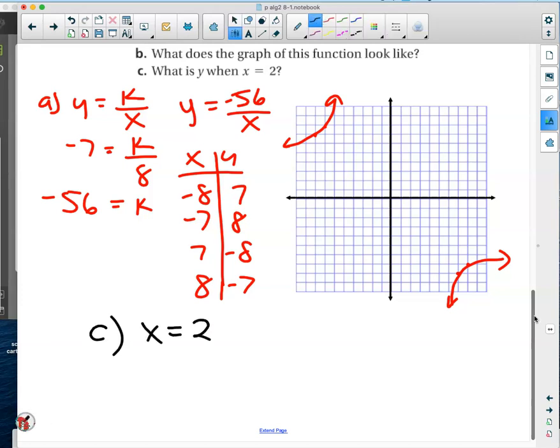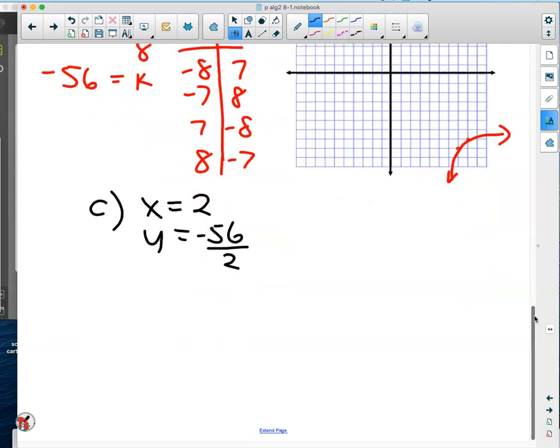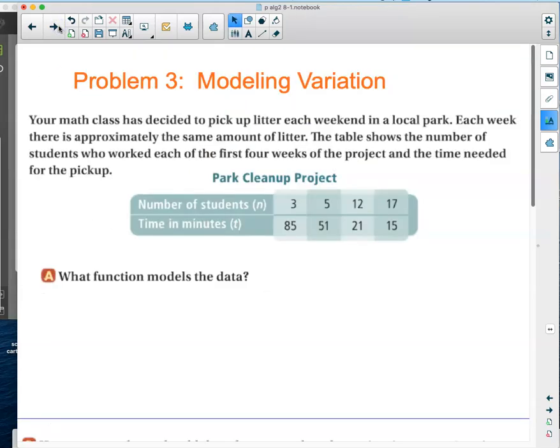C says, what do you do if x equals 2? Don't overthink it. You plug it in. Y equals negative 56 divided by 2. What do you get? All right, we got it. So direct and inverse, not that tough, right? So now we're going to go to the word problems knowing this is not that tough. It's not that bad.